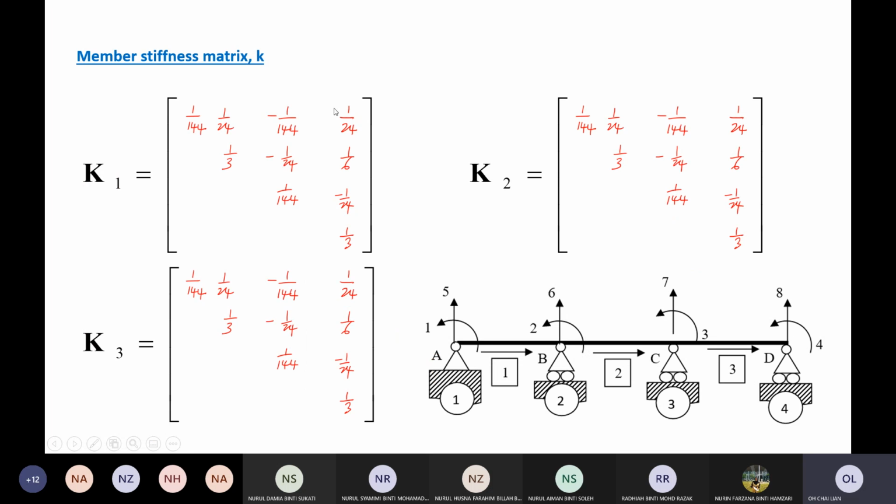Do you get the same placement? Yes. Okay, because EI is constant and the length is also constant, K1, K2, K3 are the same. I will wait a minute for you to prepare your K1, K2, K3. Sometimes I see students write only once, not 3 times. Make sure later you won't get confused, but for this tutorial, please make 3.